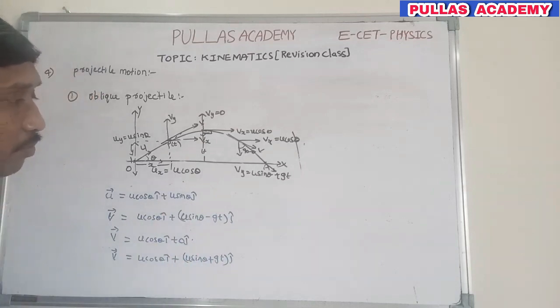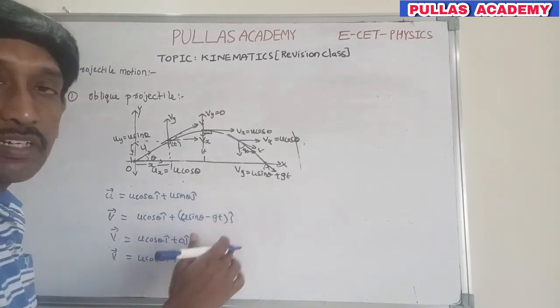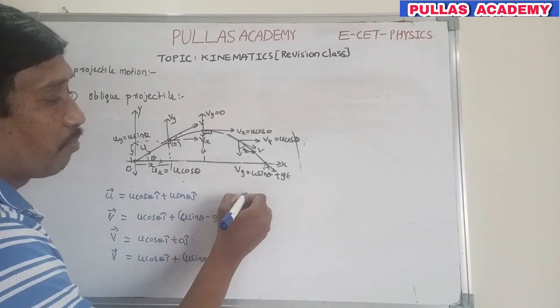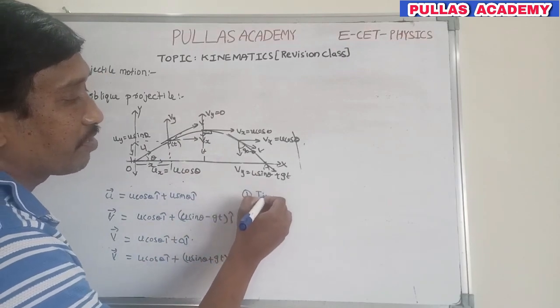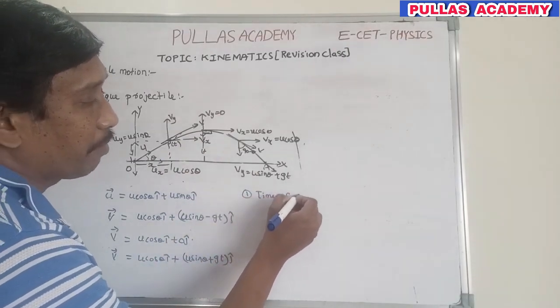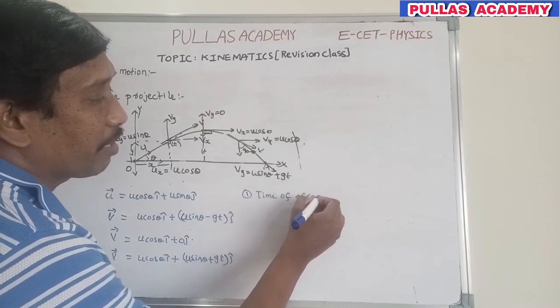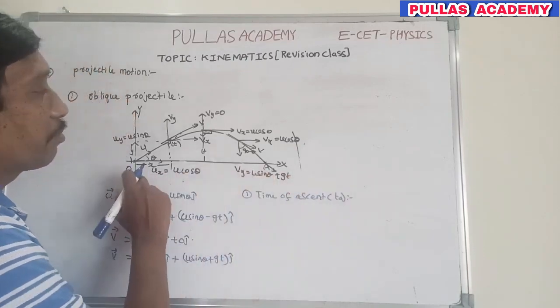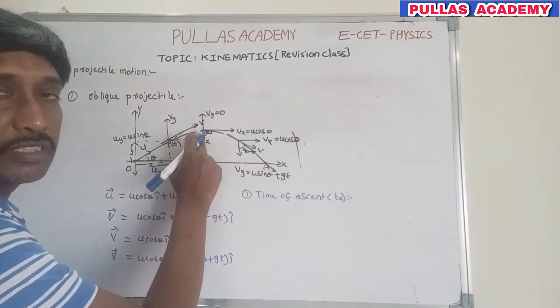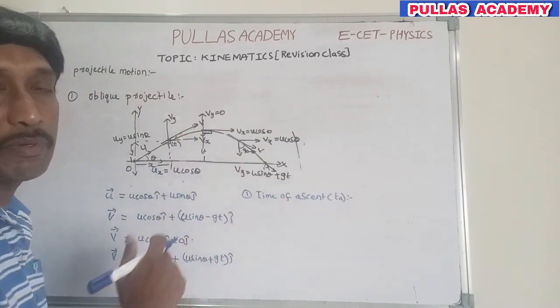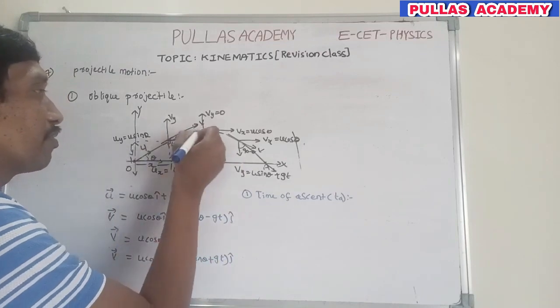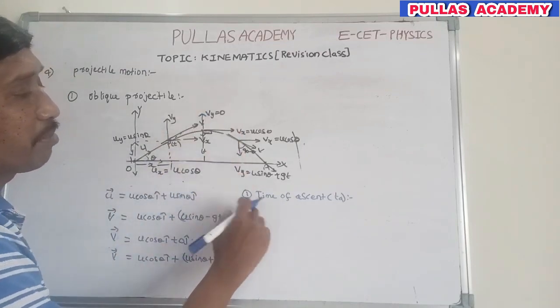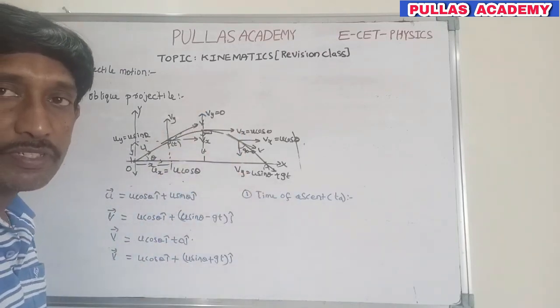Okay, so now we are going to discuss some parameters related to this. The first one is time of ascent. What is time of ascent for oblique projectile? The time taken to reach the maximum height by an oblique projectile is the time of ascent. So from this point to this point, it reaches maximum height. That time taken is the time of ascent.